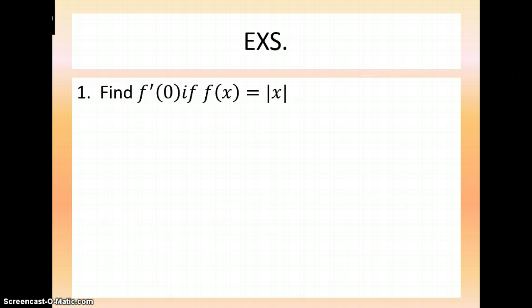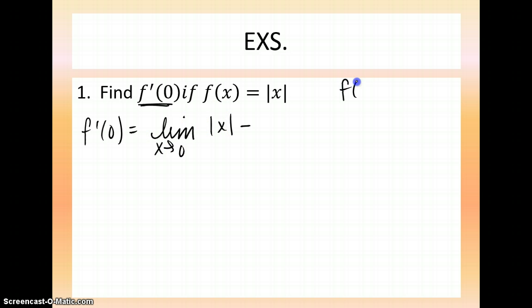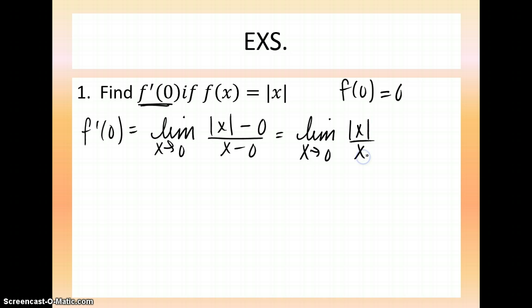Find the derivative at 0 if my function is the absolute value of x. Okay, so we're finding the derivative at a specific point. So I can use my alternate definition: limit as x approaches 0, function minus value of the function at 0, all over x minus 0. I get my limit as x approaches 0, absolute value of x over x. Okay, hopefully this is ringing bells, but this limit does not exist.